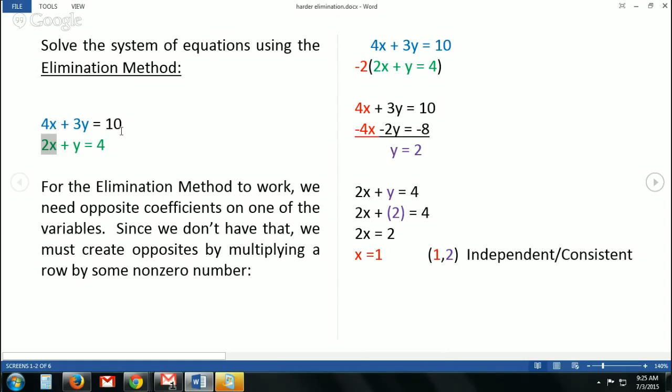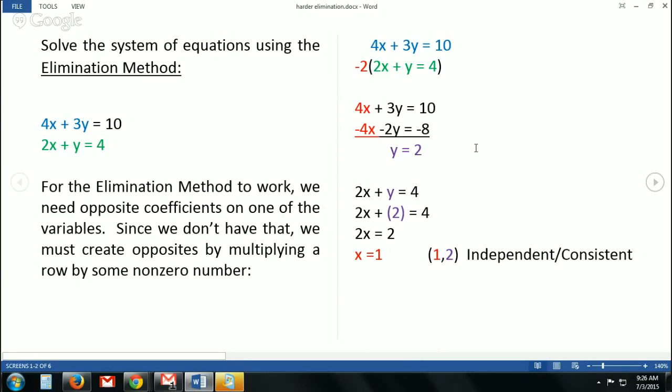But now, if I multiply part of the row by something, I have to multiply all of the row by something. So now let's come over here and rewrite our top equation that we're not fooling with at all. But let's take the bottom equation and multiply by negative 2. When I do negative 2 times everybody on the bottom, that gives me minus 4x minus 2y equals negative 8. Now, as you can see here in red, the 4x and the minus 4x are opposite of each other.